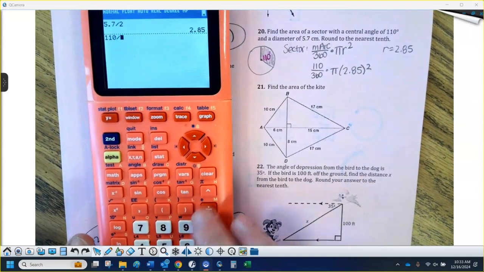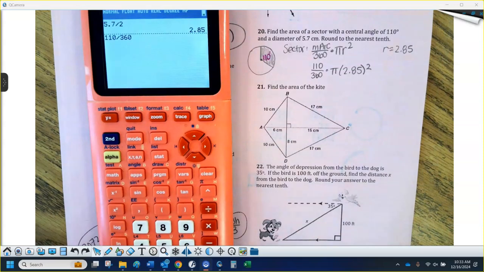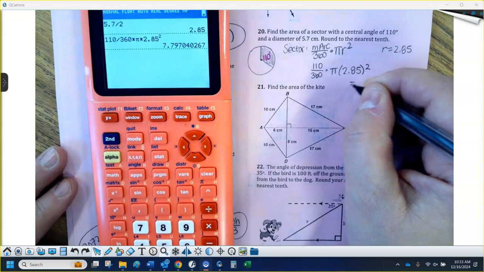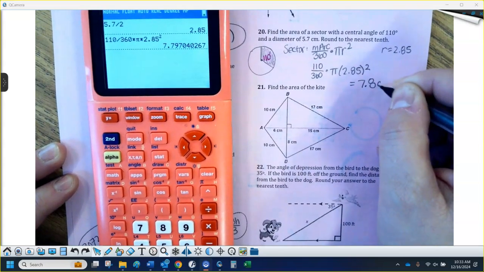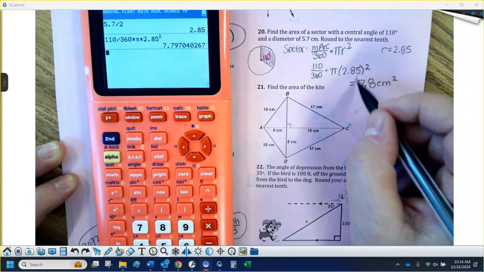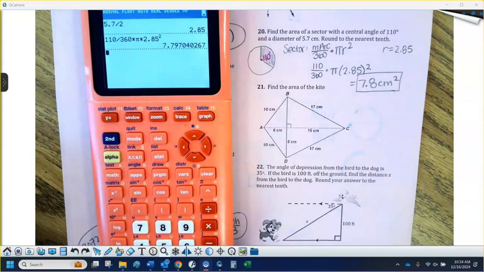So you can type the whole thing. It says round to the nearest tenth, so I'm going to include pi when I do this. So 110 divided by 360 times your pi button, and then times that 2.85 squared. And then at the end, it does tell you to round to the nearest tenth. So, I don't know, like 7.8 for that one. And this would be centimeters squared because we are talking about an area.